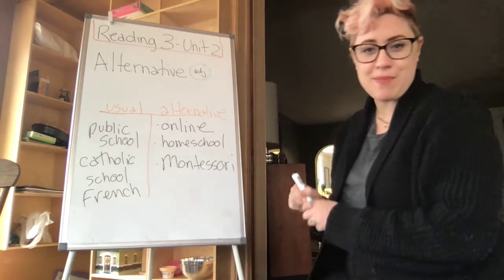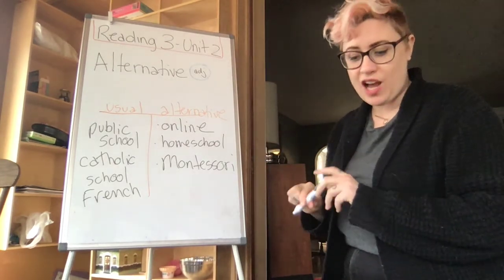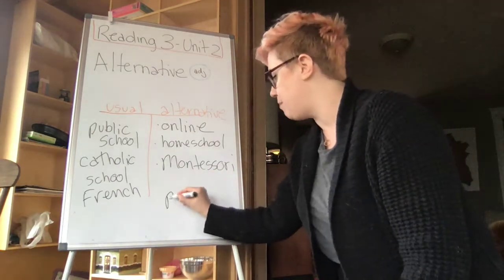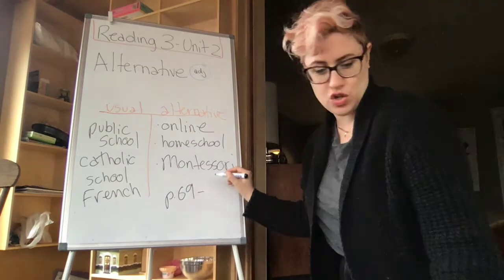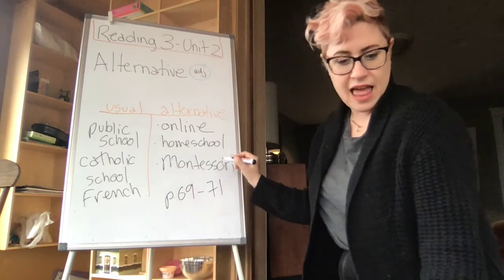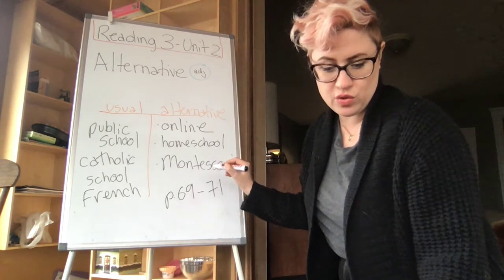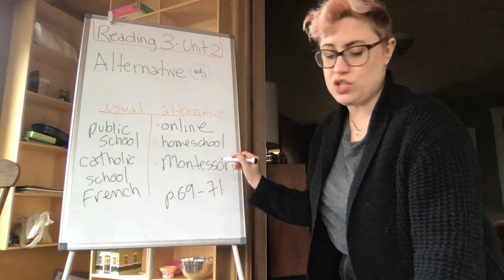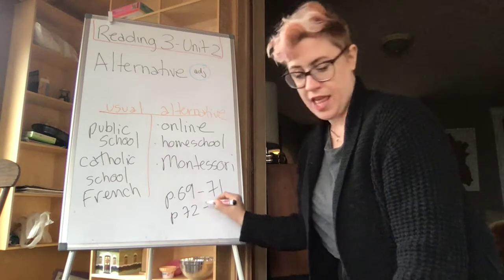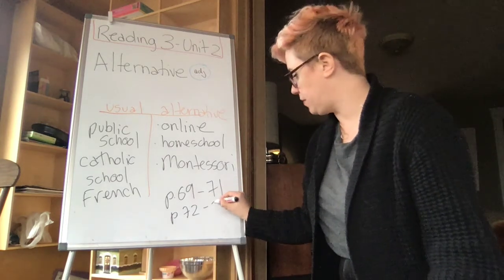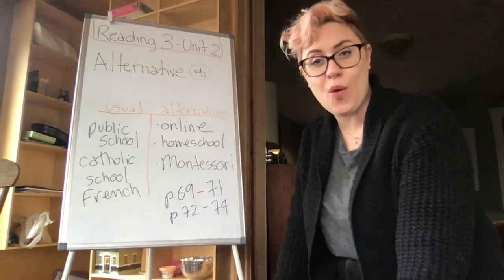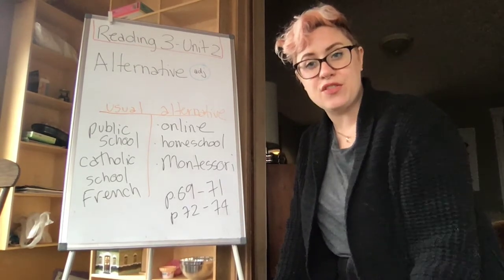Okay, hopefully you're back. So your last reading homework is reading 3 called Alternative Education. It's on page 69 to 71. And then you need to do the exercises, and that starts on page 72 to 74. This will, of course, be in your calendar under homework, and I will be posting the answers tomorrow.